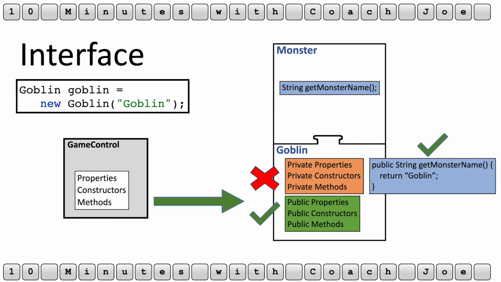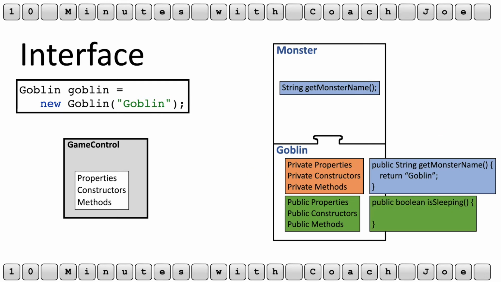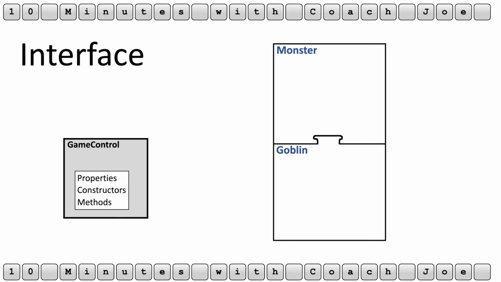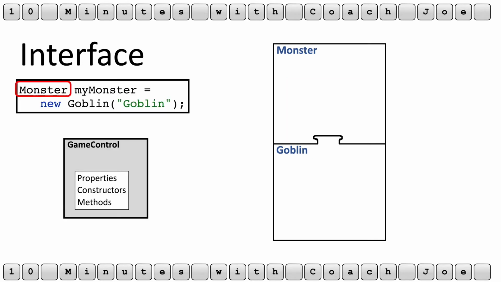It is important to note that the game control class can access public methods and properties not defined in the interface. For example, imagine the Goblin class also has a public method called isSleeping, which will return false 90% of the time. For this example, let's just return false. The game control class can access both getMonsterName and isSleeping methods, because the child data type used is the Goblin class.